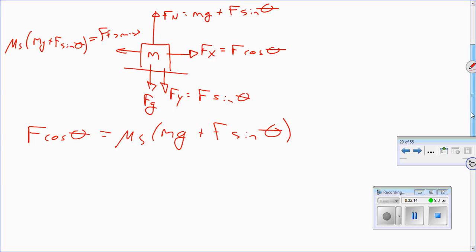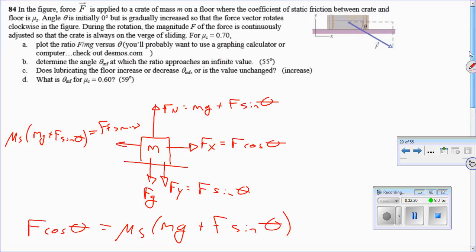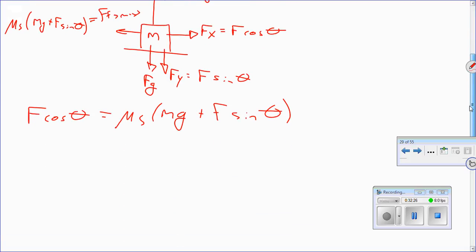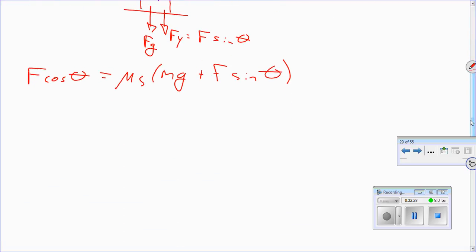All right, so do we know the coefficient of friction? Did it tell us? Oh, mu s equals 0.7. Okay. Well, let's not even worry about it. We'll plug it in later on. So I want to somehow come up with an equation for F over mg. So thoughts about my algebra. What would be a good thing to do next?